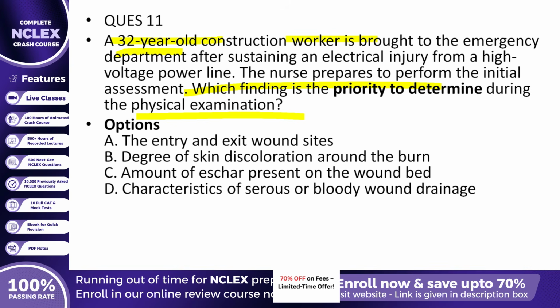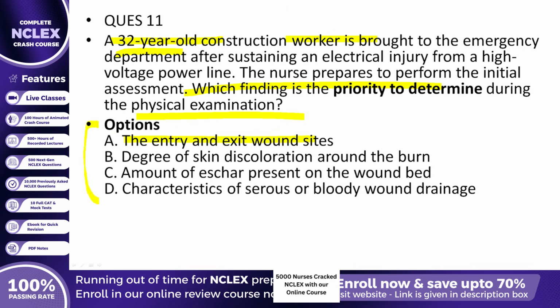Option A is the entry and exit wound sites. Option B is the degree of skin discoloration around the burn. Option C is the amount of eschar present on the wound bed. And option D is the characteristics of serous or bloody wound drainage. The correct answer is option A, the entry and exit wound sites.